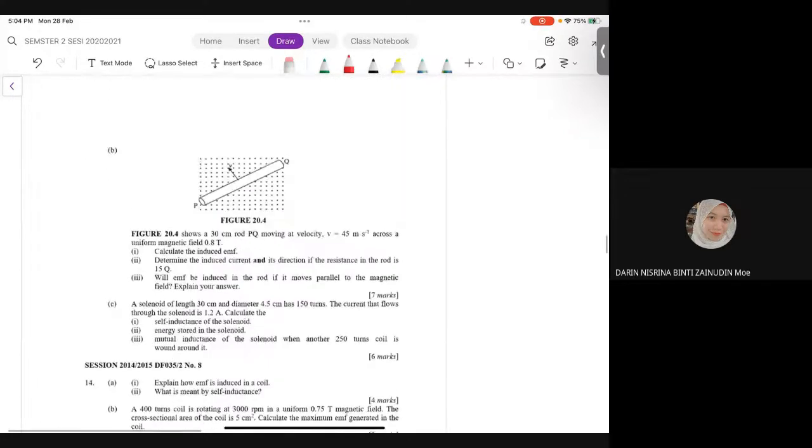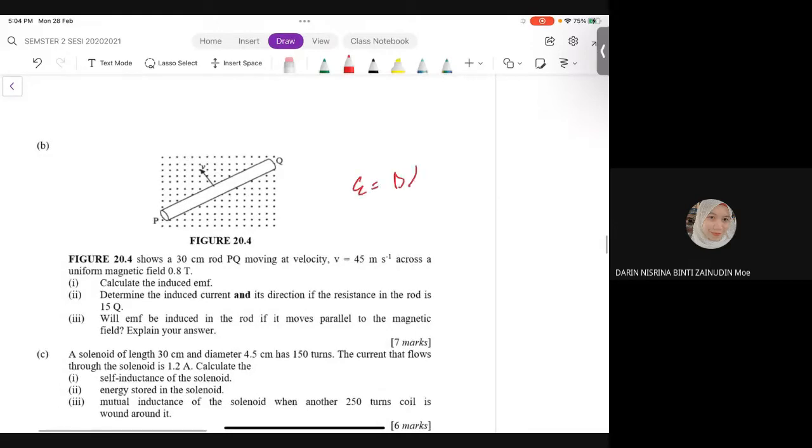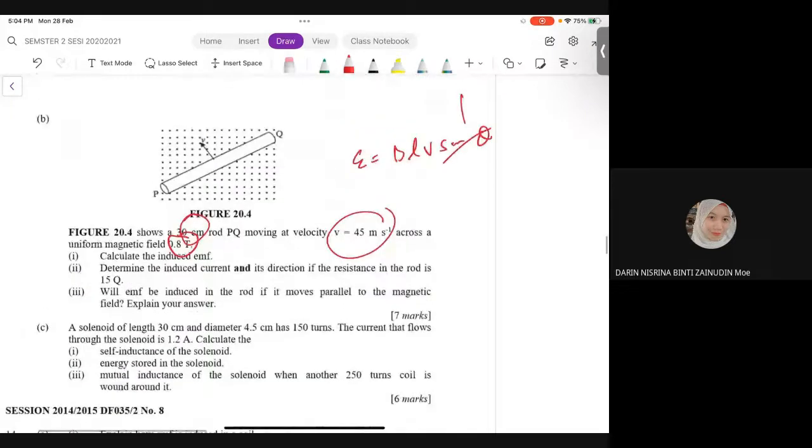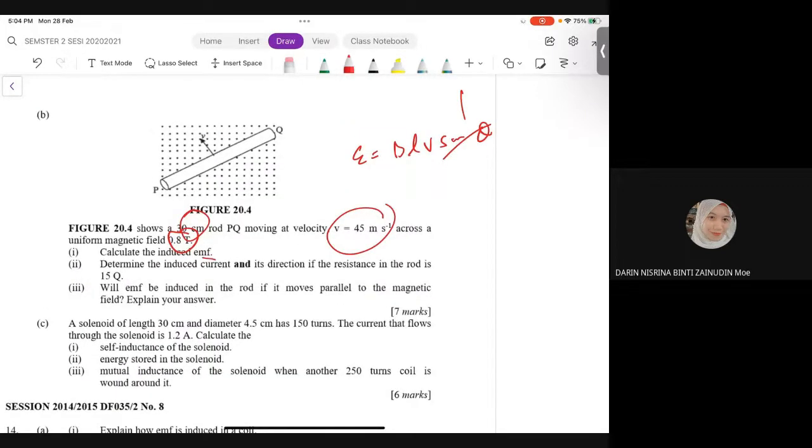If it is like this, just use BLV. BLV sin theta. They did not tell the angle, so sin theta is just one. B is given, L is the length, 30. V is given. Easy. Then they ask to find the induced current. Use the formula E equals IR to get I. Resistance is given, 15 ohm. Then they ask what happens to the induced EMF if it is parallel.